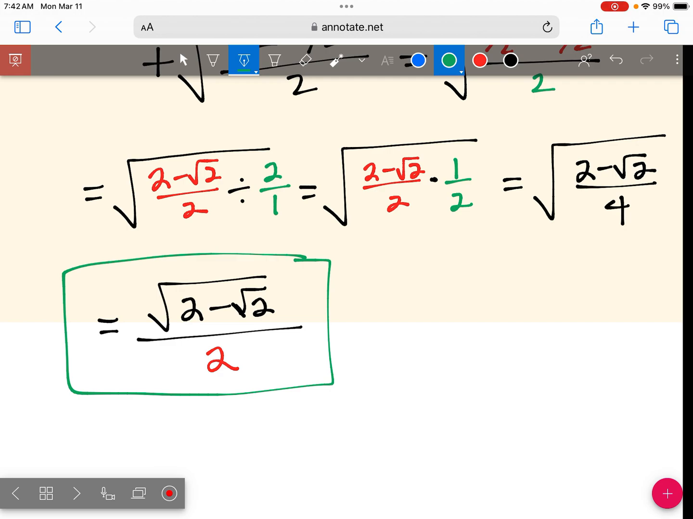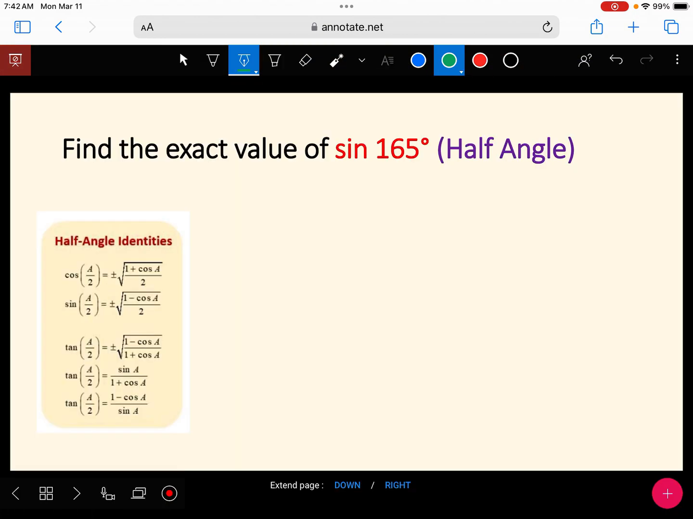Okay, so these calculators don't give you that exact answer with a half angle. And that's how you use the half angle identity. All right, let's do another one.